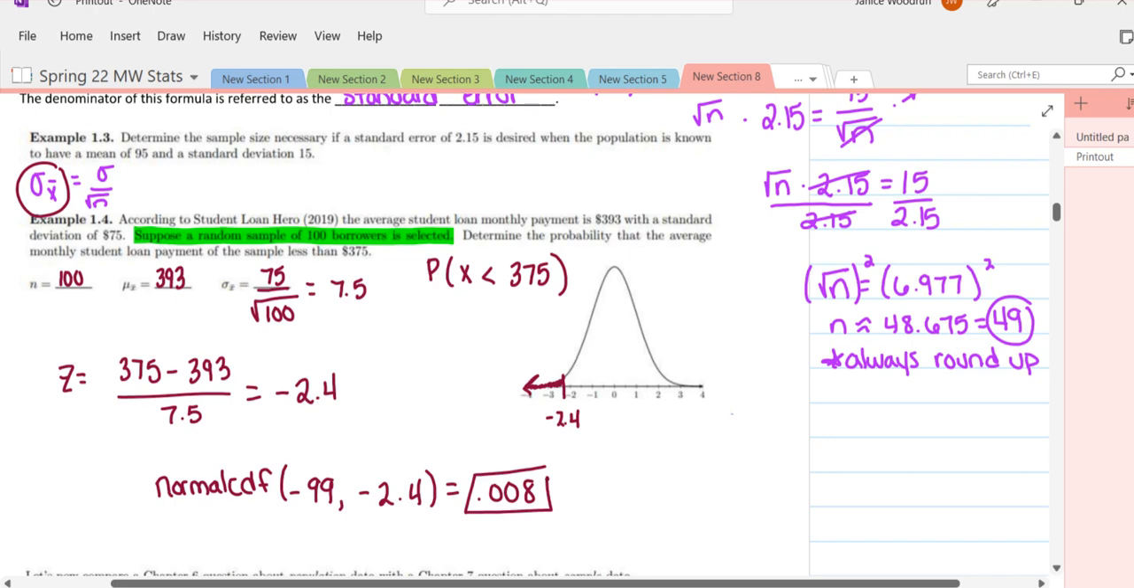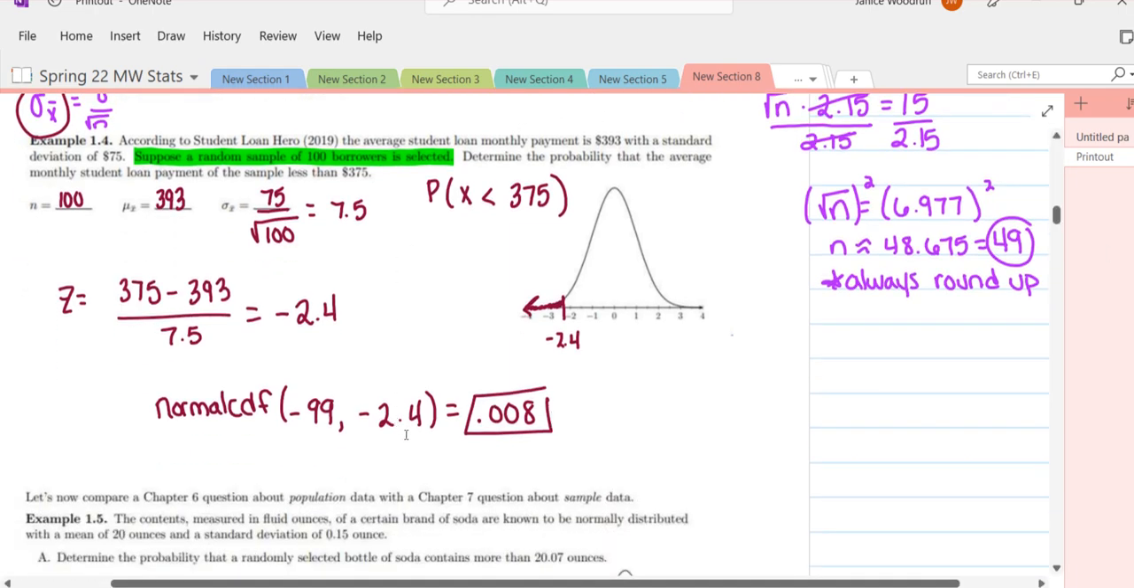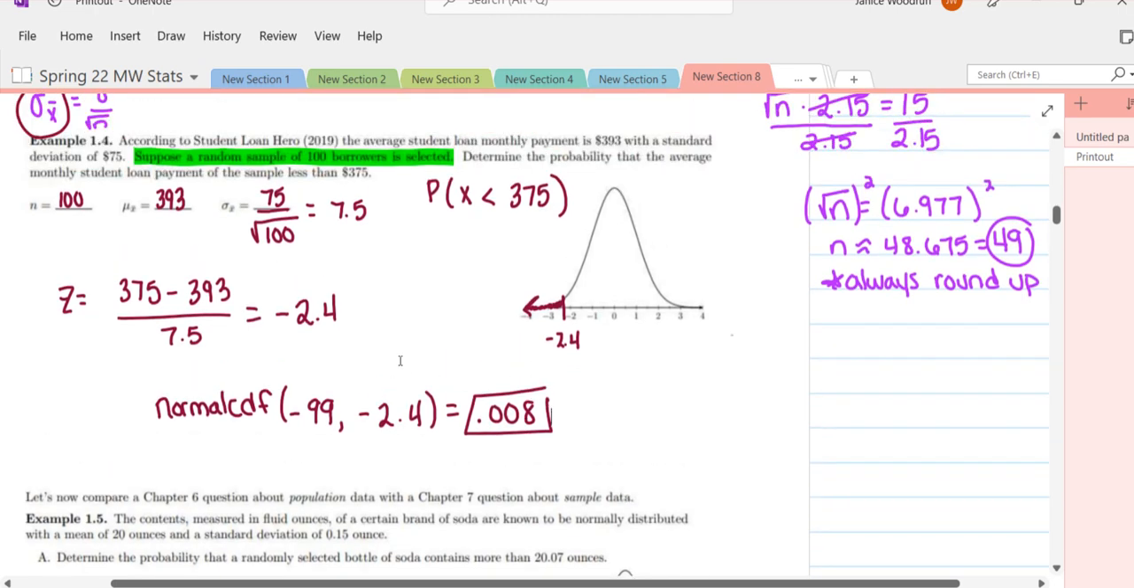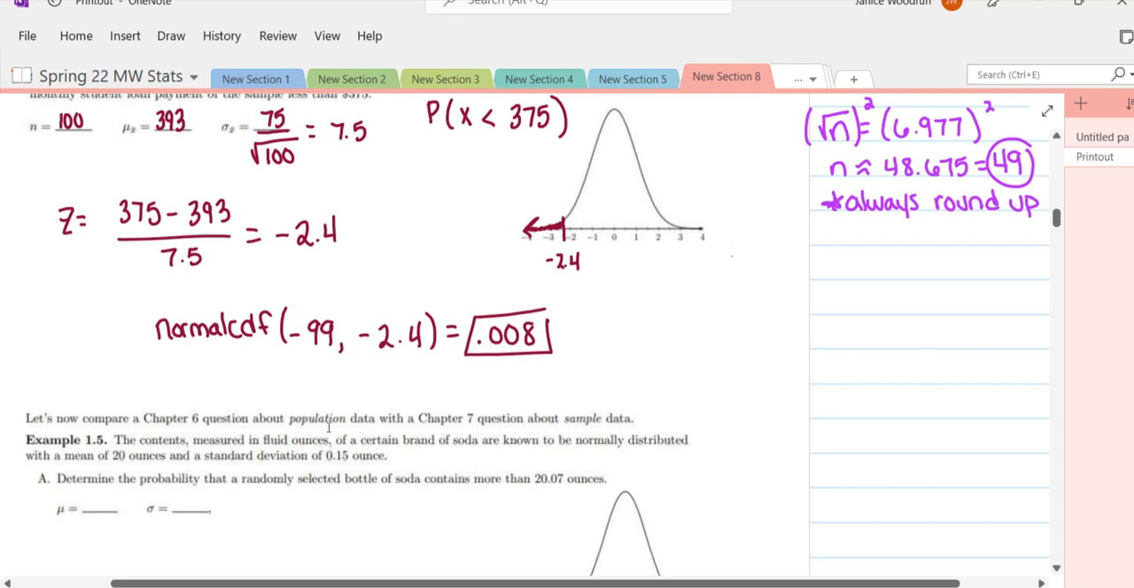Okay, so the probability the average monthly student loan payment is less than 375 in this sample is 0.008. So a very small percentage there, less than 1%. Okay, so that's how we're doing this type of problem. So that's a chapter 7 problem. So now what you would do is compare, just kind of showing you the difference. Compare the question about population data with a chapter 7 question about sample data.